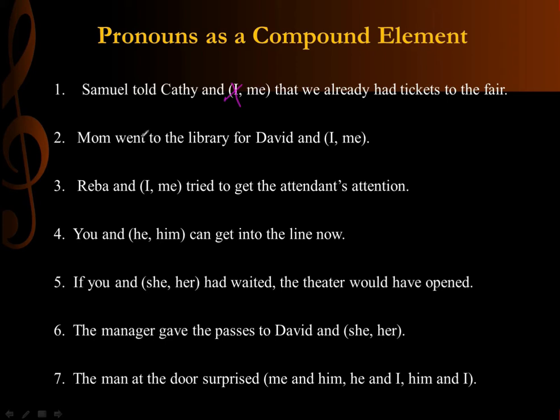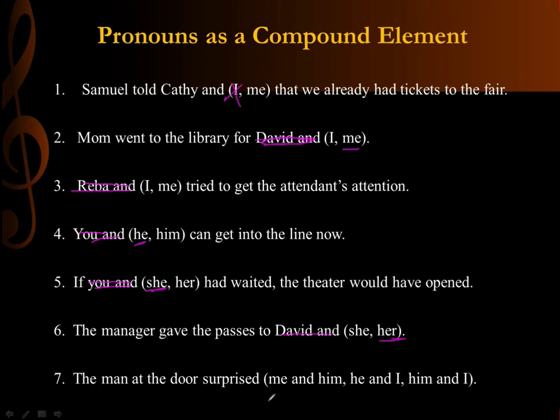So as you read through these, I want you to just read them without this word. Leave that extra person out and the and. Mom went to the library for me. This one is starting the sentence. I tried to get the attendant's attention. He can get into the line now. Don't forget the if here. If she had waited. The manager gave the passes to her.